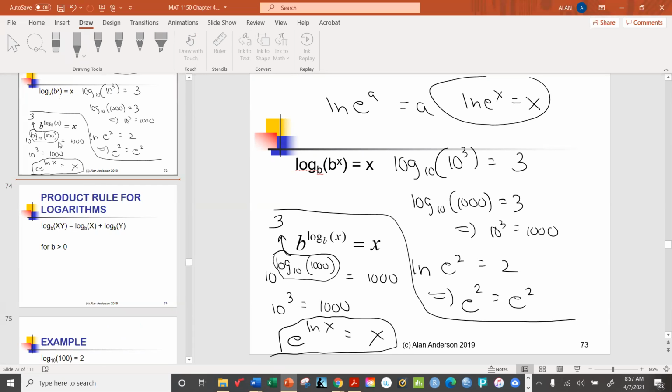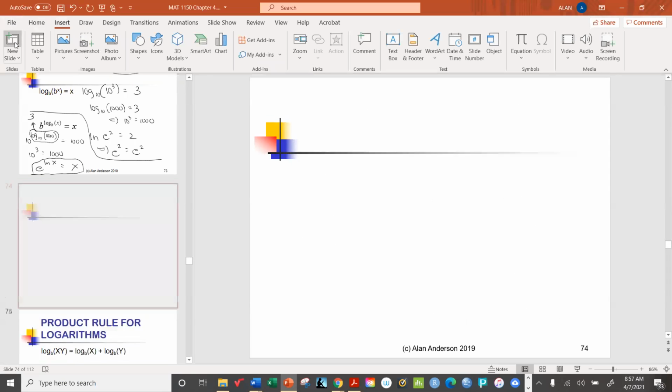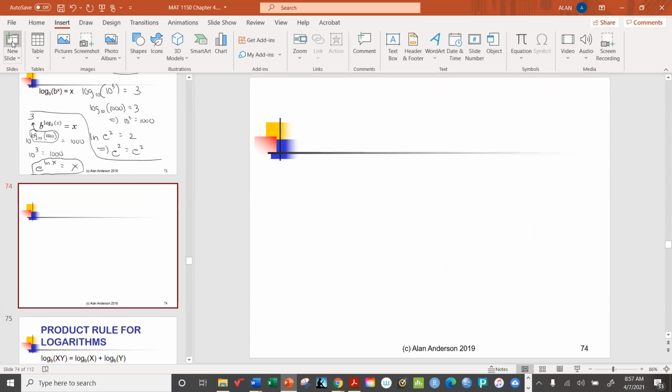I want to write the log properties separately here, the natural logs, I mean, just because these are the ones we are most likely to encounter. So the two that I mentioned here were that log e to the x equals x, and e to the log x equals x.